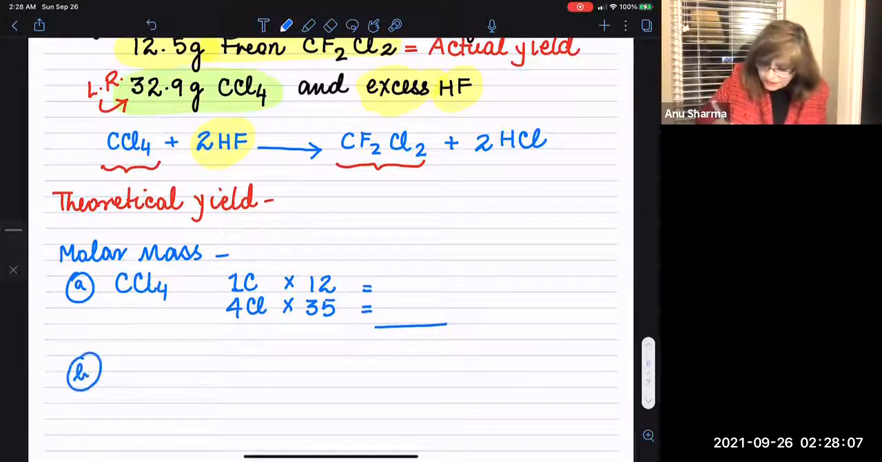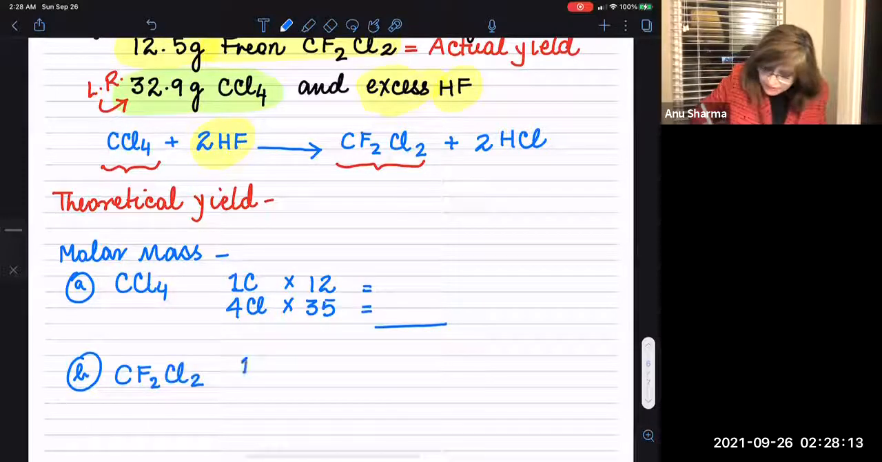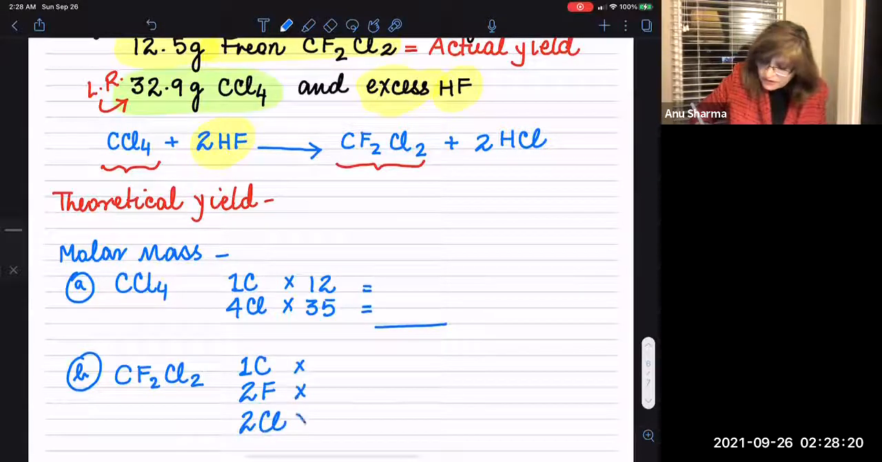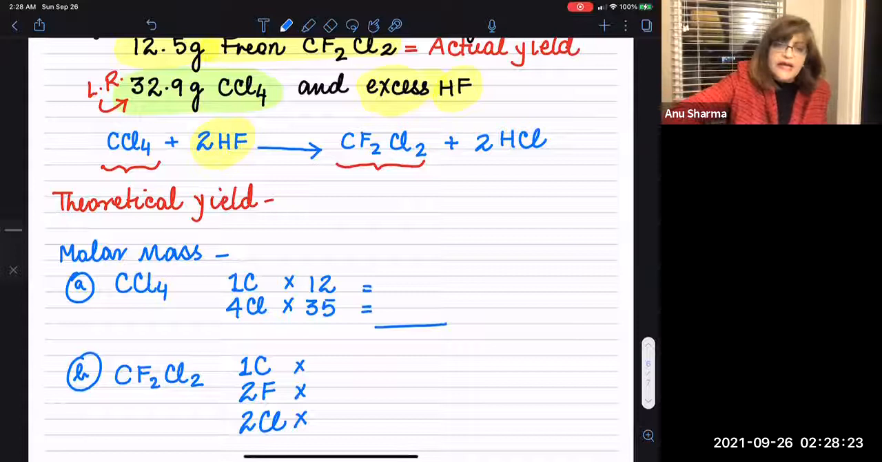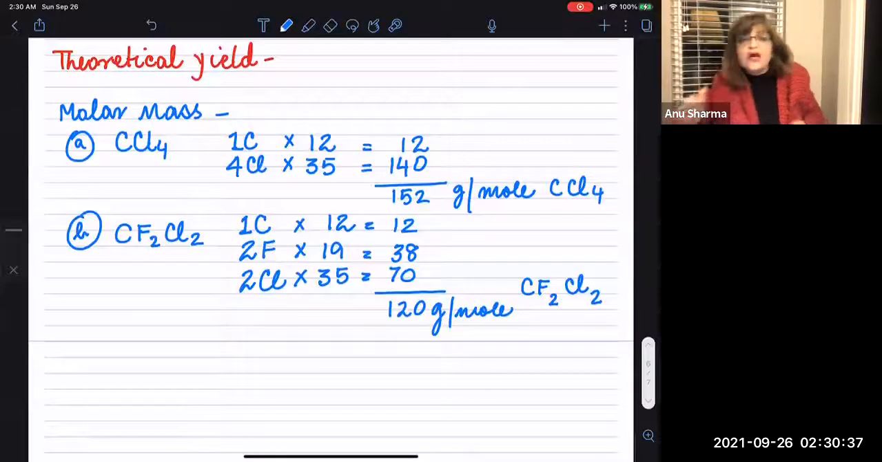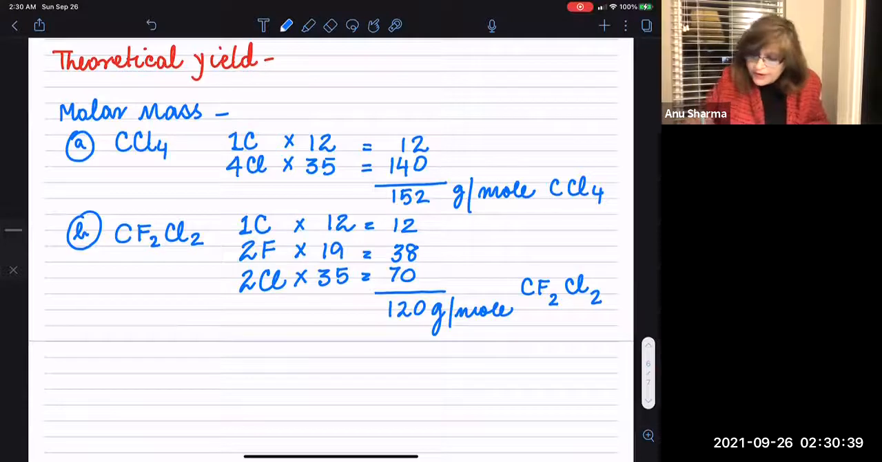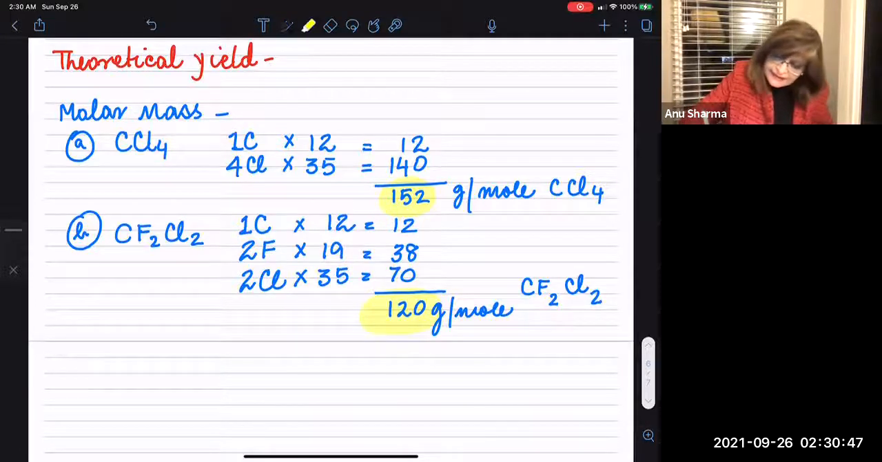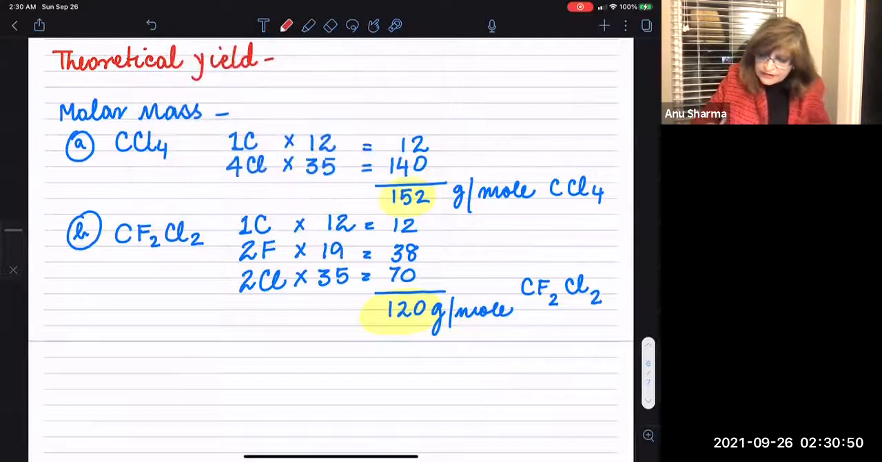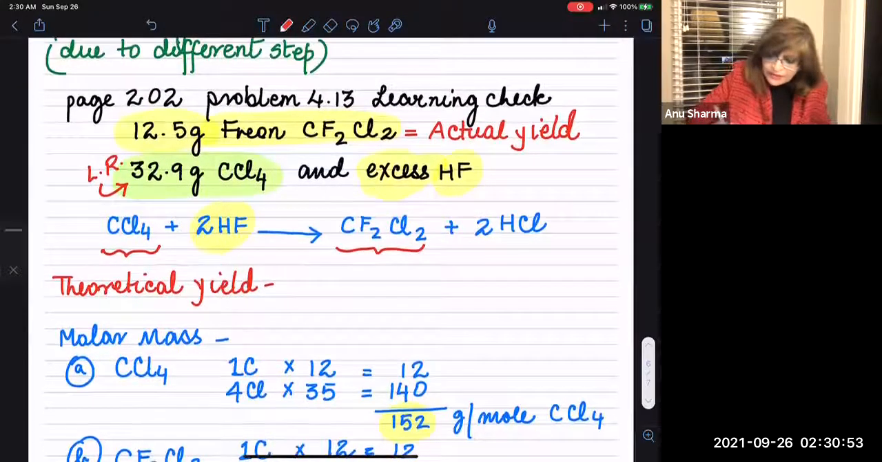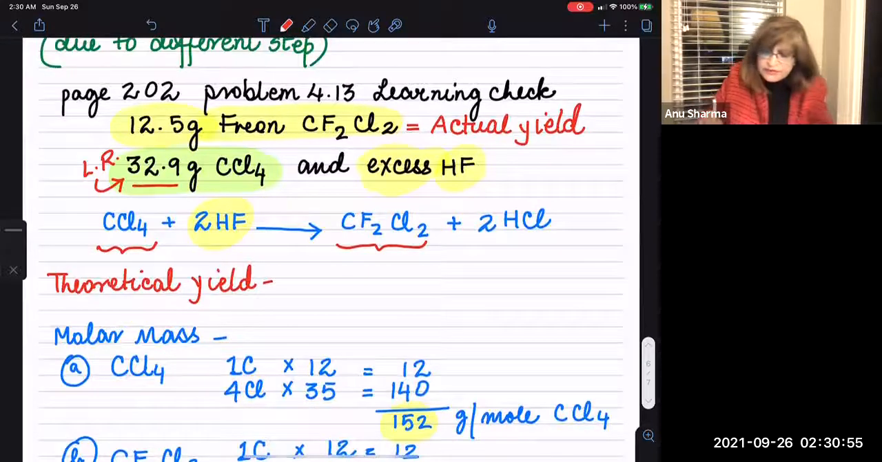Next is CF2Cl2: 1 carbon, 2 fluorines, and 2 chlorines, and you get the weight of these. So now we have the molar mass of carbon tetrachloride as 152, and that of CF2Cl2 is 120 grams per mole. Next we are going to find the theoretical yield using the 32.9 grams of carbon tetrachloride that we have put in the reaction.